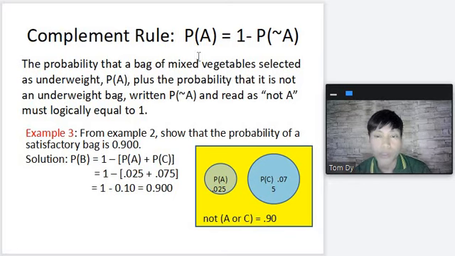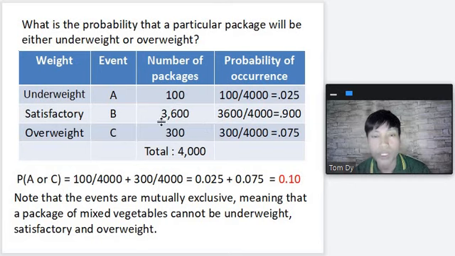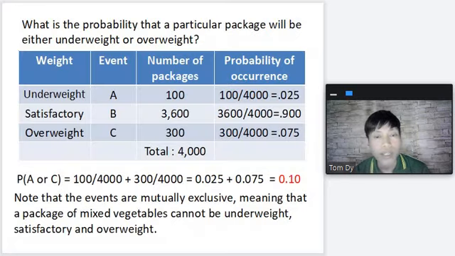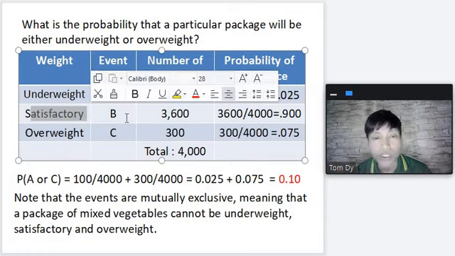Now if we make use of our formula for the complement rule, the probability of B, take note B is satisfactory, because we are going to find out the probability of not A or C, which is equivalent to 0.90. So the probability of B equals 1 minus the probability of A plus the probability of C. Not A or C is what we call satisfactory, which is B.